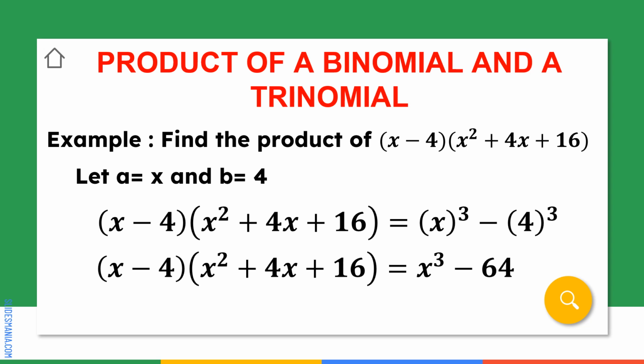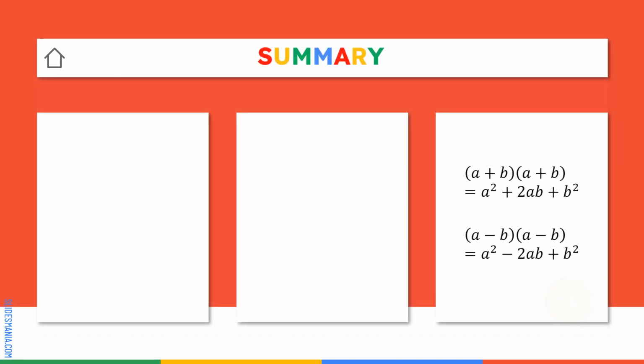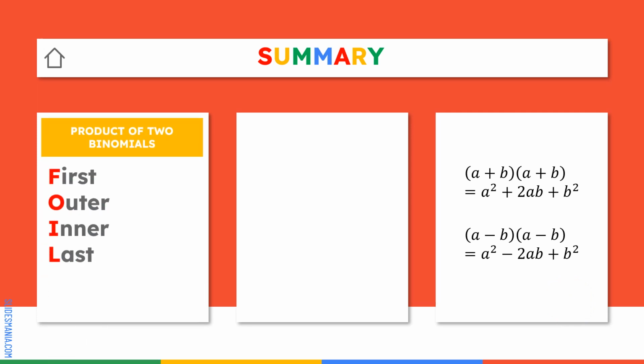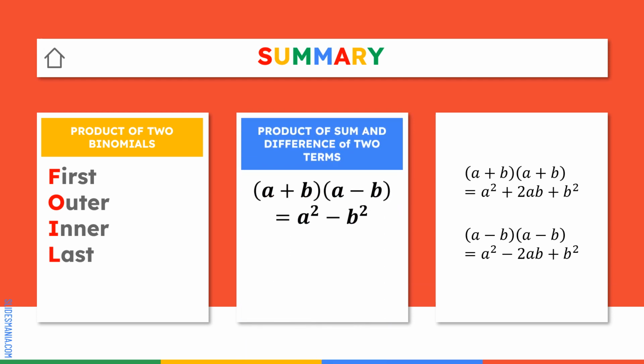And to sum this up, we have to review. When we multiply the product of two binomials, always remember the FOIL method. And if we have the product of sum and difference of two terms, the formula is a squared minus b squared. And for the square of a binomial, we have to take note of the formulas a squared plus 2ab plus b squared, and a squared minus 2ab plus b squared.